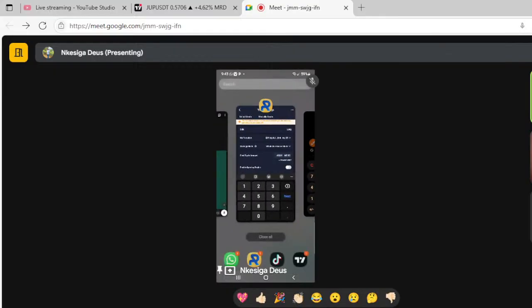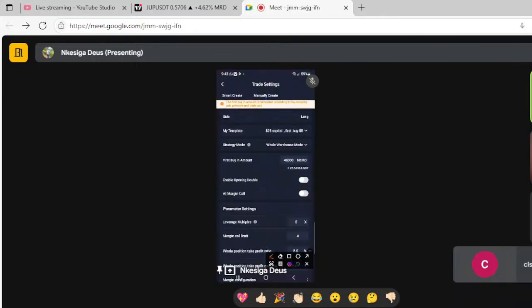Are we together, ladies and gentlemen? That means I need 46,000 of Naira, which is equivalent to $25.6, and in actual sense I get this 25.6 divided by the leverage. That's when I will get my first buy.